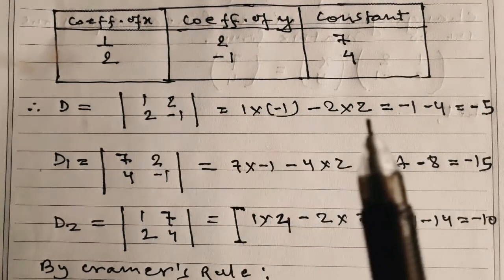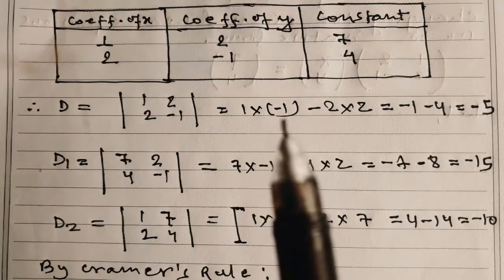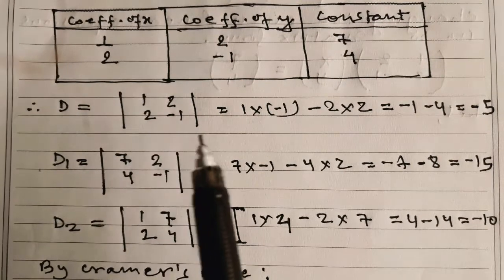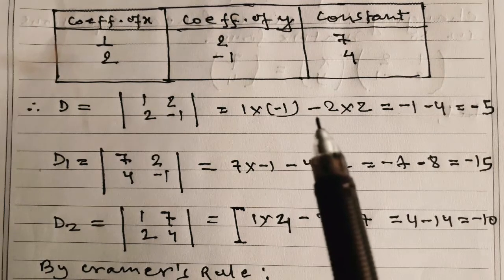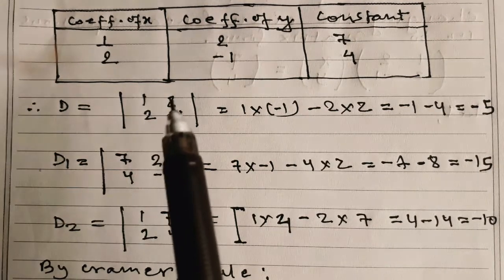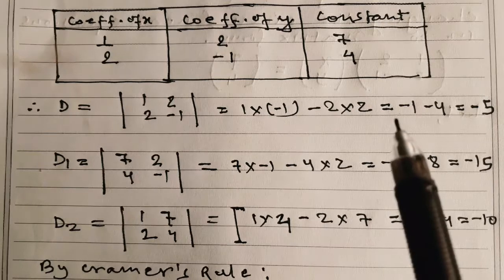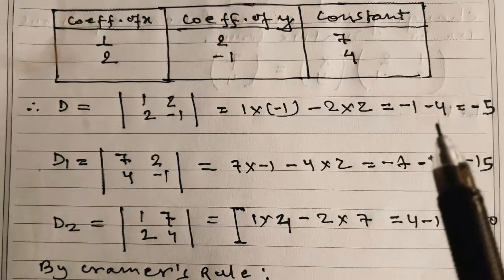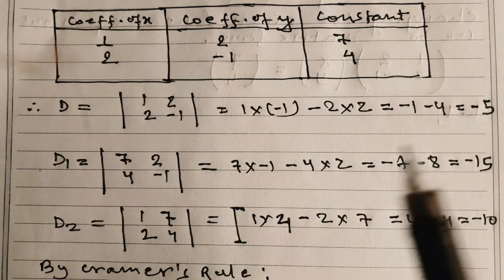is the determinant of, let's multiply 1 into -1. If we cross multiply, then we get 1 into -1. Then we have to take the difference, minus 2 into 2. So 1 into -1, we get -1. 2 into 2, we get 4. So -1 - 4, that means we get -5.